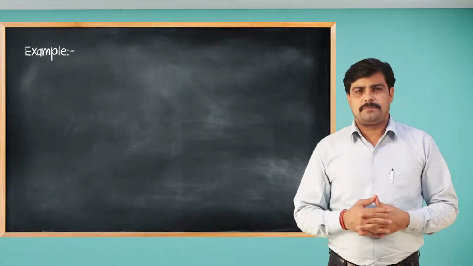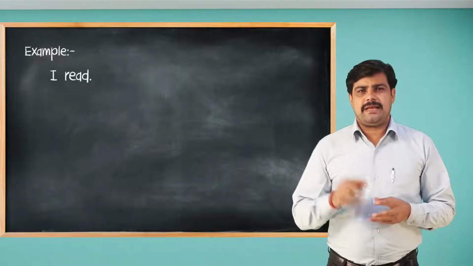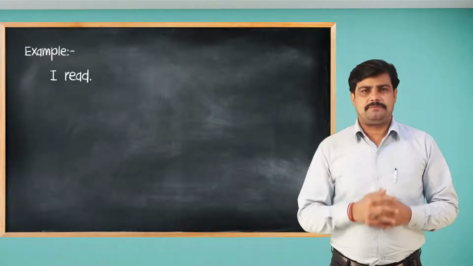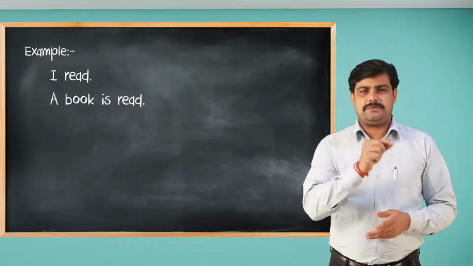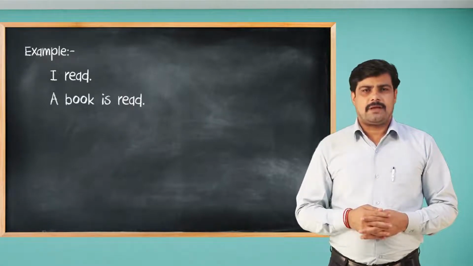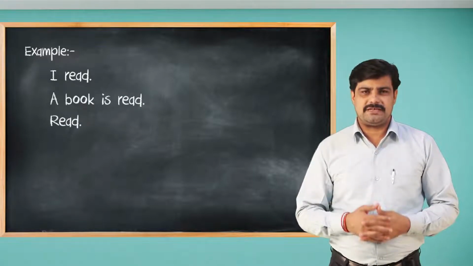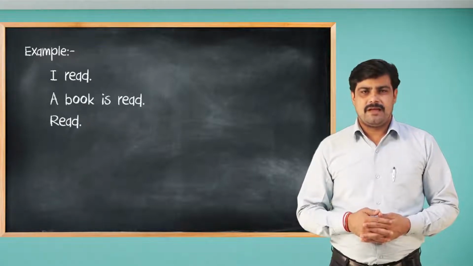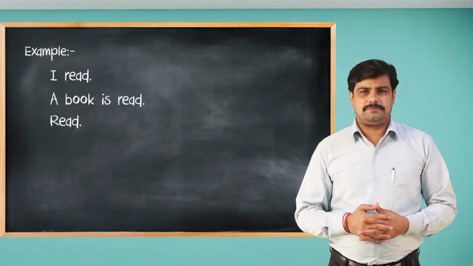For example, "I read." In this sentence, you see that there is a subject and a verb. "A book is read." Here there is an object and a verb. And the third sentence is "Read." It is an optative sentence. Now, you see in these three sentences, what is common?